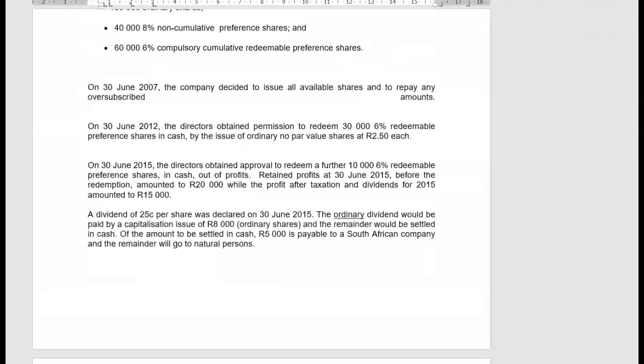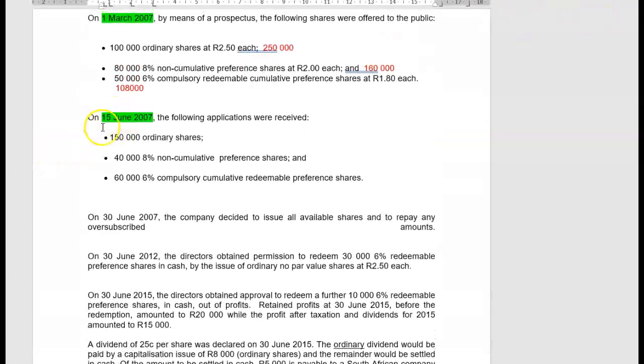So going back here, obviously this happened before 30 June 2007, and then on 30 June 2007, the company decided to issue all available shares and to repay any oversubscribed amounts. So we would like to know that this is where that year is ended. So that means that at this time, this was the end of the first part. Now the second part happens, and that is on 30 June. So let's do the 2007 transactions first.